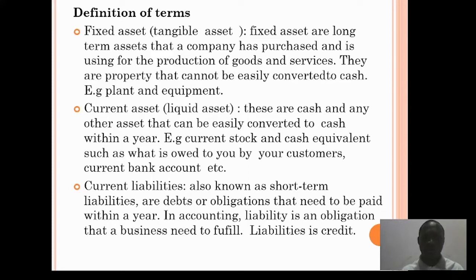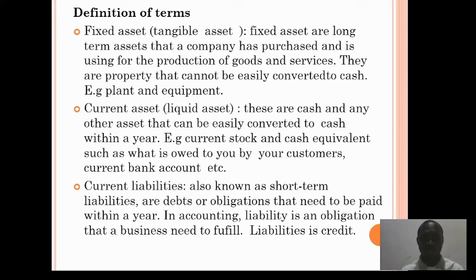And then we have the current assets, which is also known as the liquid assets. It is the opposite of fixed assets. They are assets that can easily be converted to cash. Examples are the current stock available in the shop, the cash that you have in the bank, and the amount of money that your customers owe the firm.